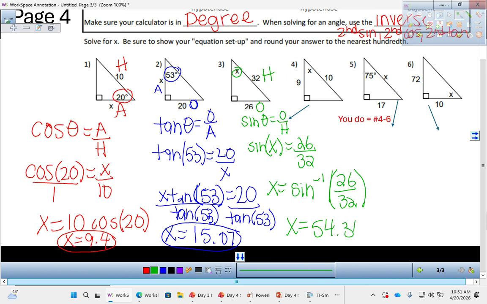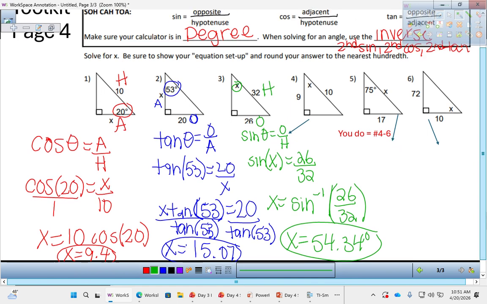So the difference here is, for the first two examples, I was solving for a side length. So I was just using the regular cosine, the regular tangent. If you solve for an angle, you need to use the inverse button on the calculator, and that will get you an angle.